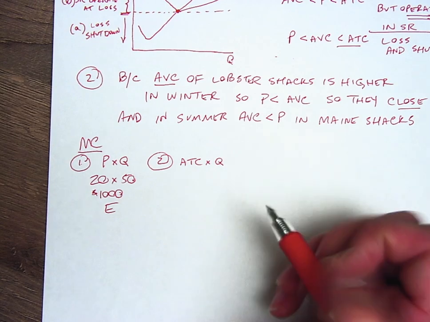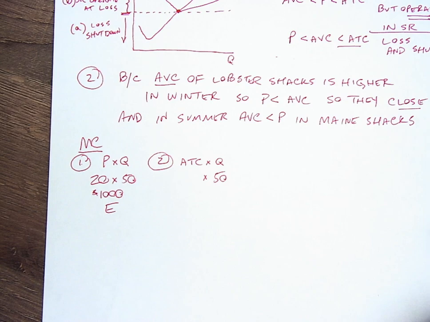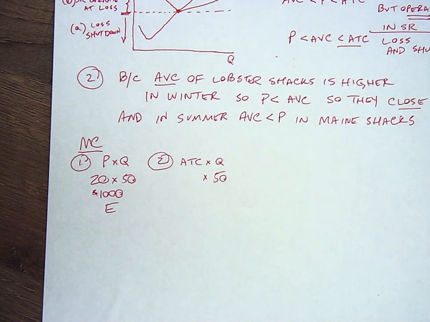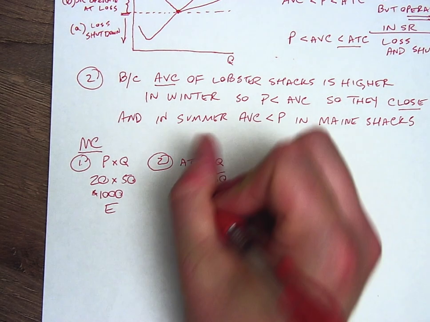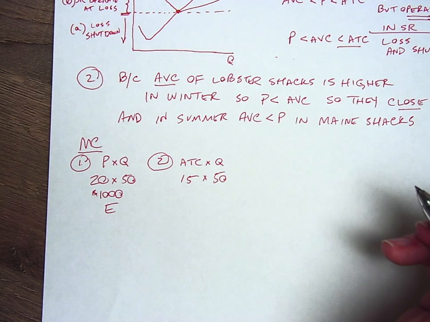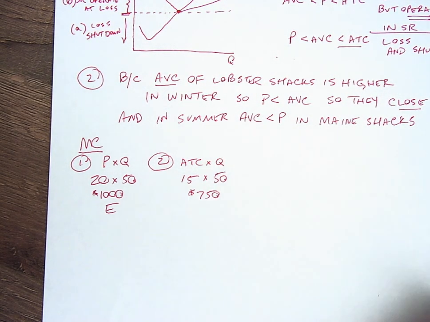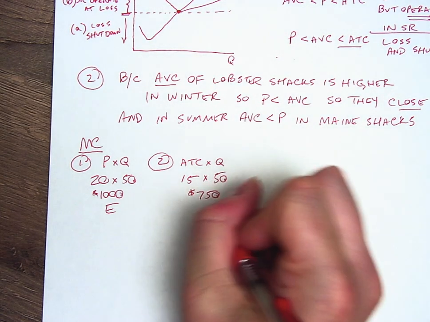So the quantity they're producing we know is 50. And then we look up there and we find that the ATC value intercepts at Z, and Z goes all the way over to 15. And so 15 times 50 is $750, and so that answer is D.